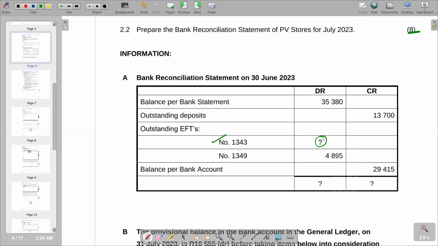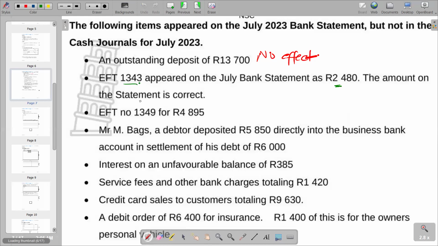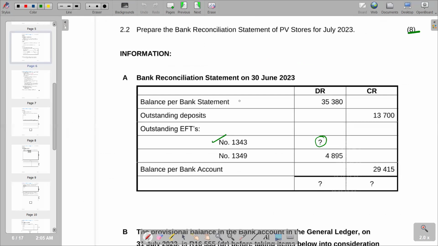When we find out what value it is, we compare it with the correct one that we are given here, and see the difference, so that we can correct the bank balance. Remember, the items appearing here for the previous month's bank reconciliation statement are items that were in the bank account in the ledger, but they were not on the statement.